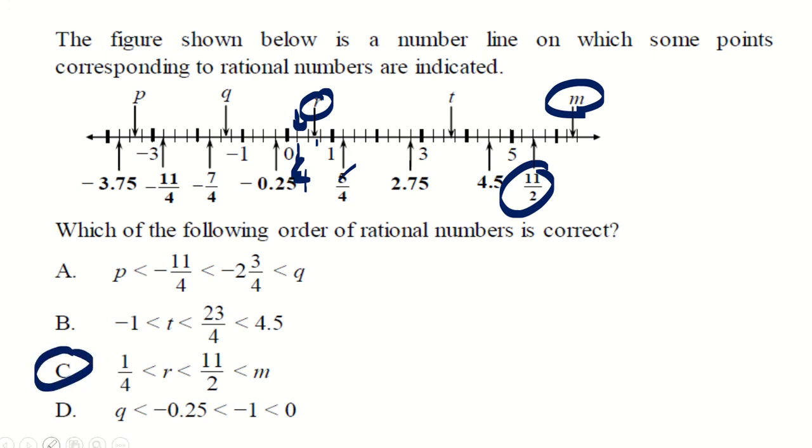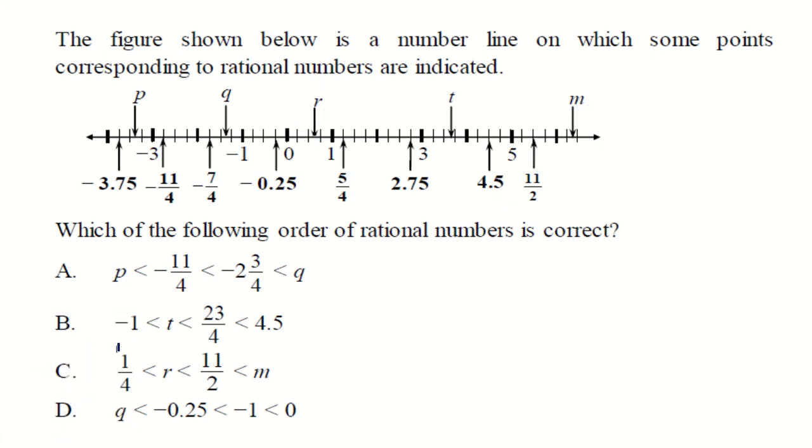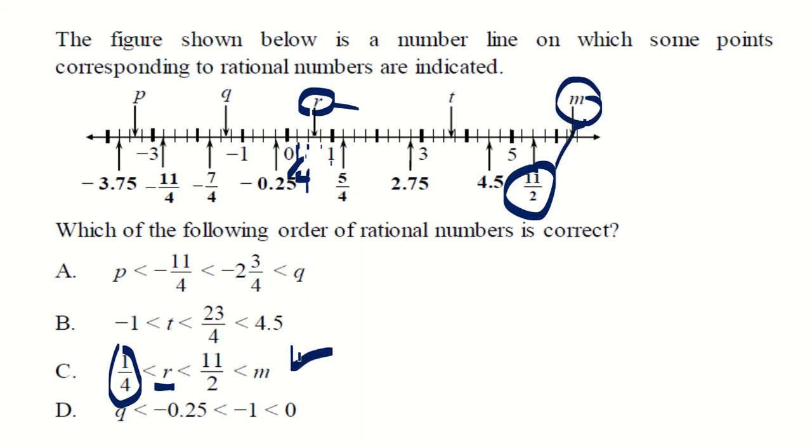Let's check once the C. What does it say? 1 over 4 is less than r. 1 over 4 means after 0 comes. This is 1 over 4, then 2 over 4, 3 over 4, then 4 over 4. 4 over 4 means it's 1. The gap is just divisible by 4. So 1 over 4 is found here. It's less than r, yes, because r is found to the right side. Again, it's less than 11 over 2. 11 over 2 is here. You see the gap even? After r, 11 over 2 comes. And then it's less than m, it says. So correct.